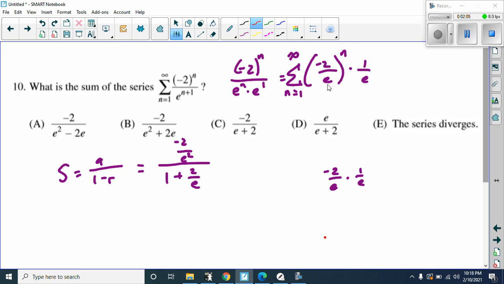So we do need to double check to make sure. The absolute value of -2 over e, with e about 2.7, is a value less than 1. So it does converge.